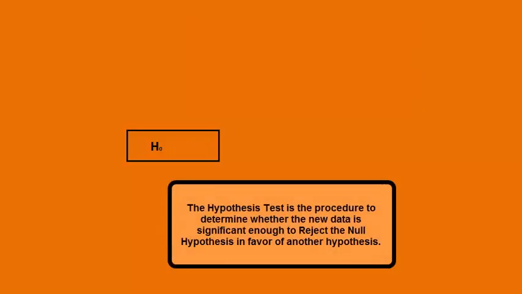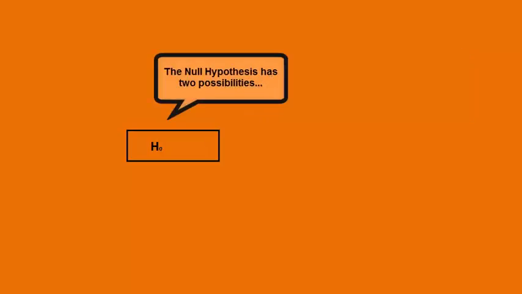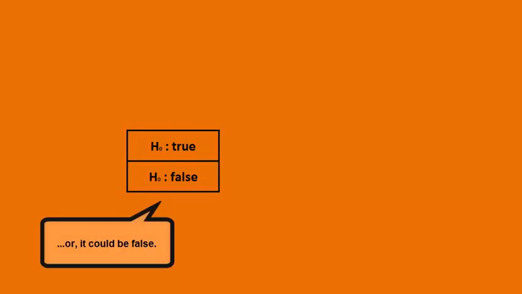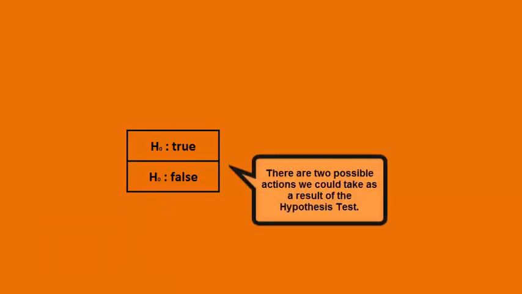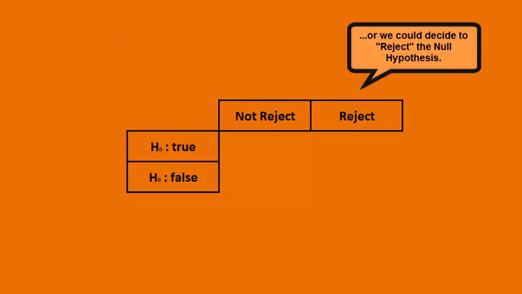The hypothesis test is the procedure to determine whether the new data is significant enough to reject the null hypothesis in favor of another hypothesis. We call the other hypothesis the alternate hypothesis and will discuss it further in a few moments. The null hypothesis has two possibilities. It could be true, or it could be false. There are two possible actions we could take as a result of the hypothesis test. We could decide to not reject the null hypothesis, or we could decide to reject the null hypothesis.